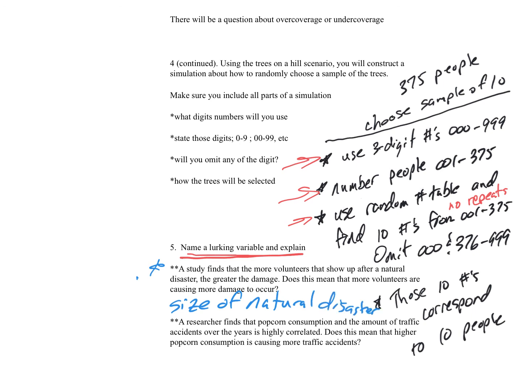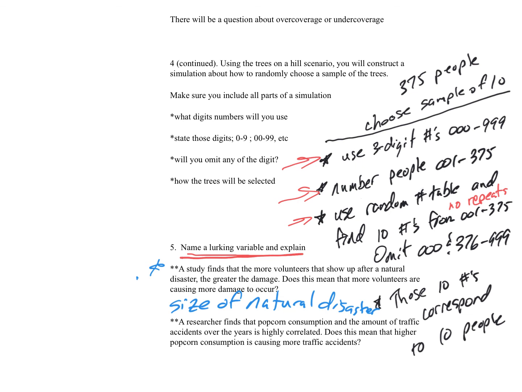So if you have a Category 1 hurricane, there's not that much damage and only a few volunteers come and help. If it's a Cat 5, a lot of volunteers show up and there's probably a lot of damage. So the volunteers don't cause the damage. The lurking variable is the size of the natural disaster, okay? And obviously you would explain it, okay?